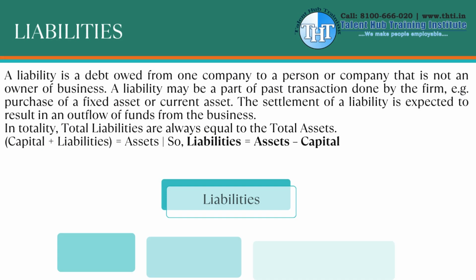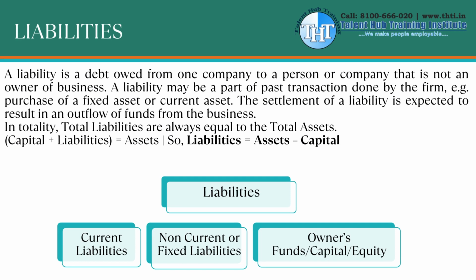A liability is a debt owed from one company to a person or company that is not an owner of the business. A liability may be a part of a past transaction done by the firm, e.g. purchase of a fixed asset or current asset. The settlement of a liability is expected to result in an outflow of funds from the business.